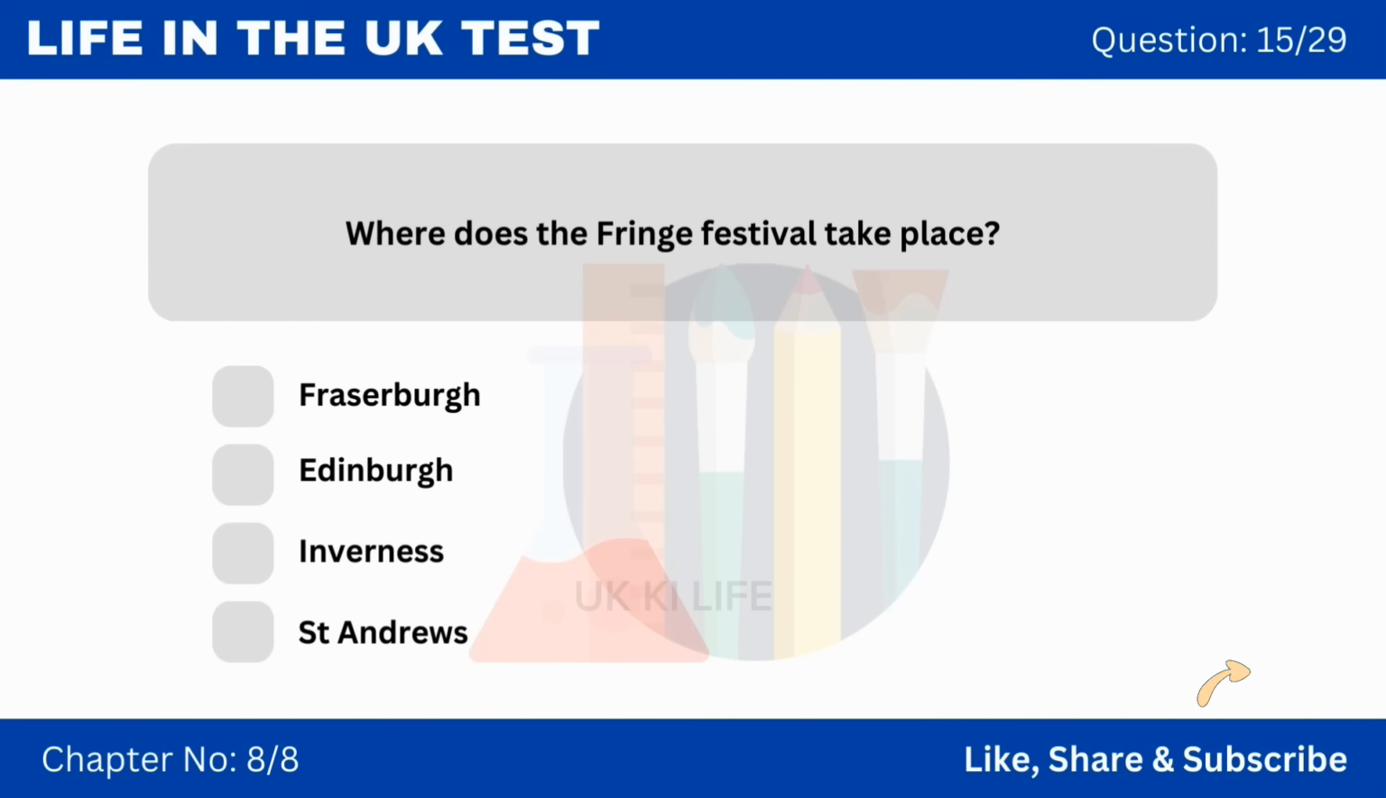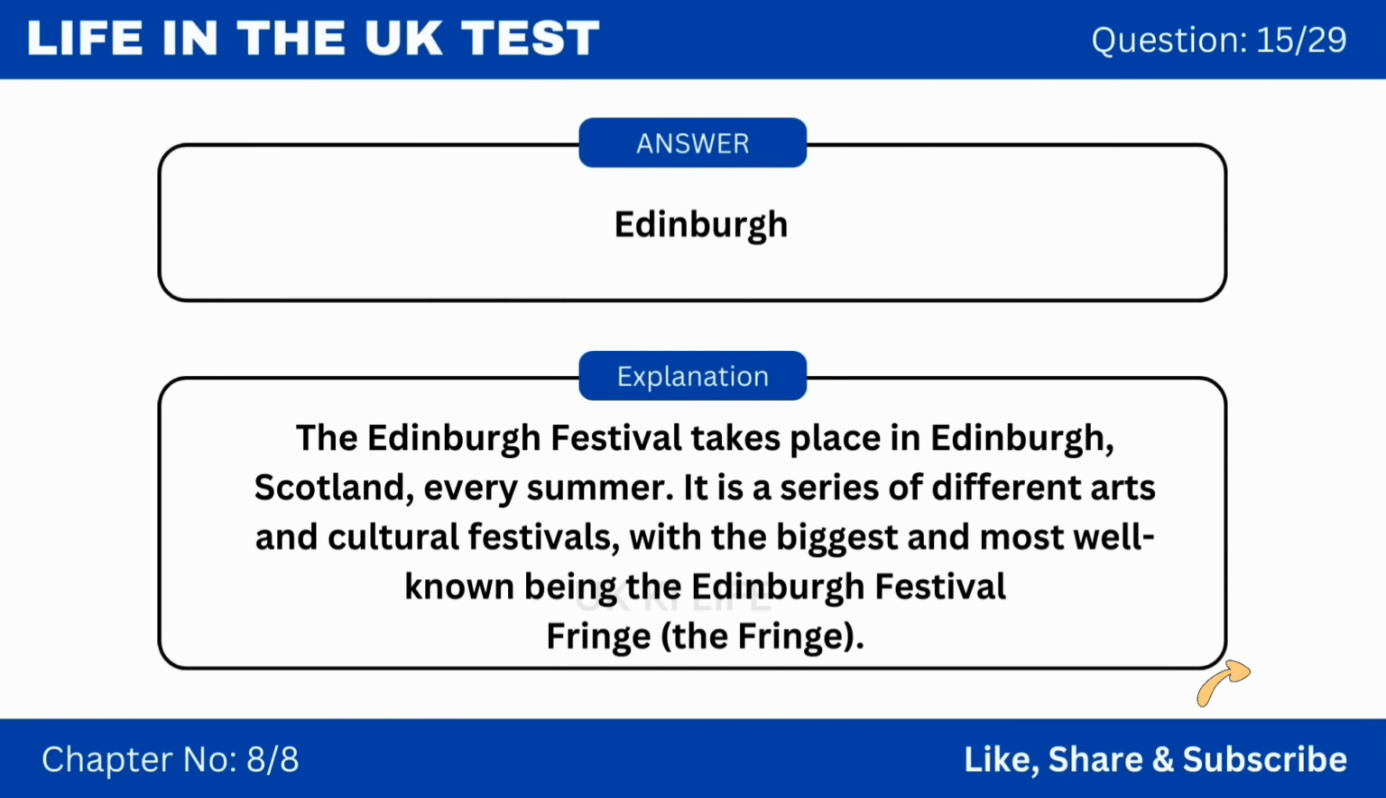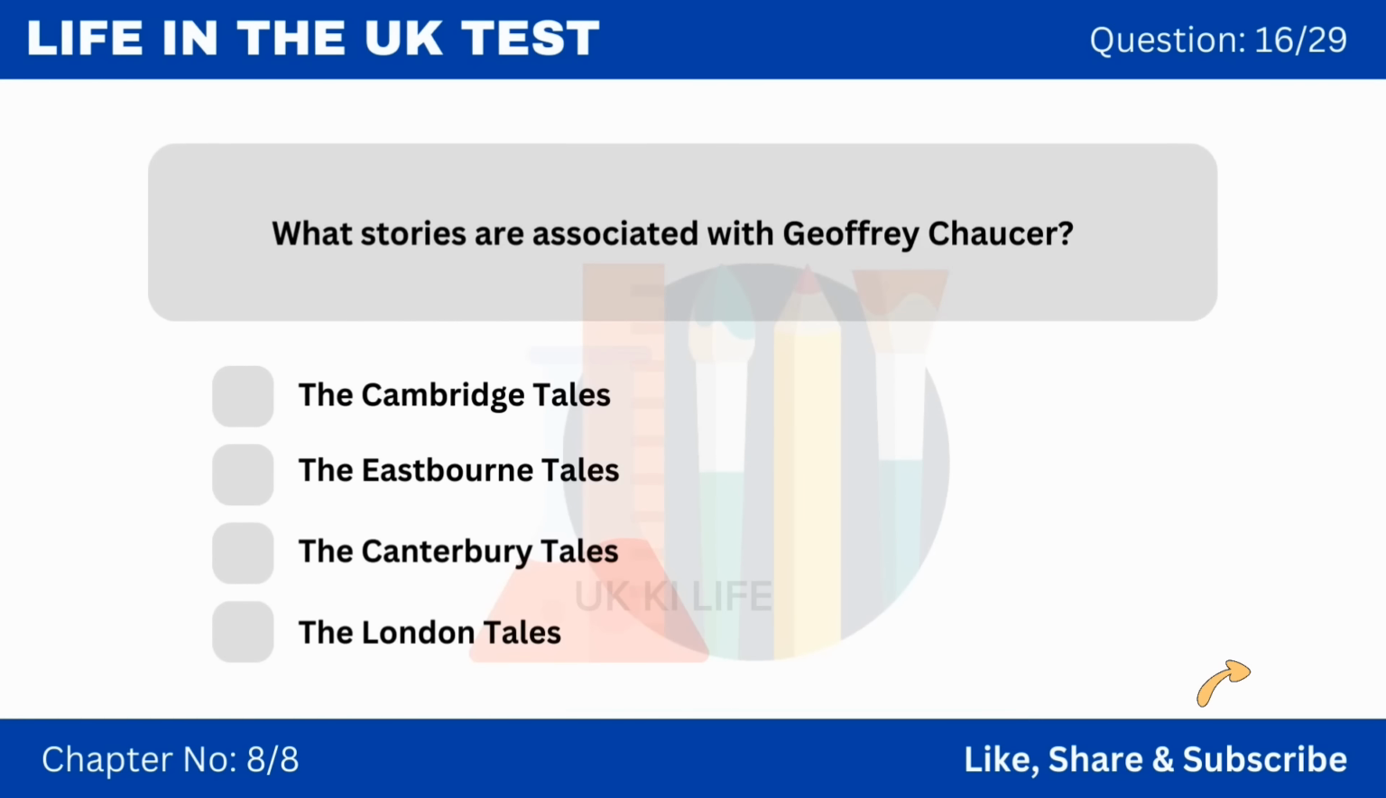The correct option is B. Explanation. The Edinburgh Festival takes place in Edinburgh, Scotland, every summer. It is a series of different arts and cultural festivals, with the biggest and most well-known being the Edinburgh Festival Fringe, the Fringe. Question 16.